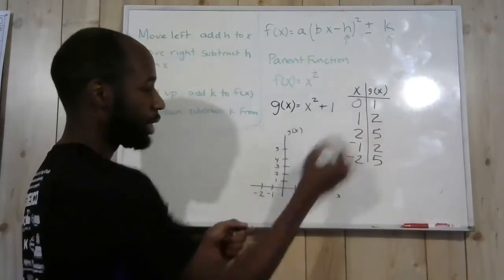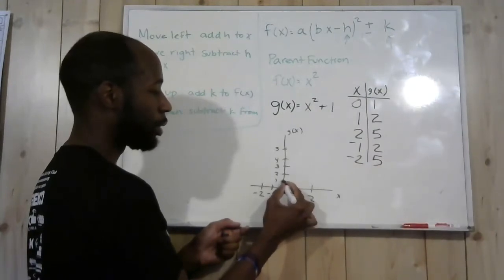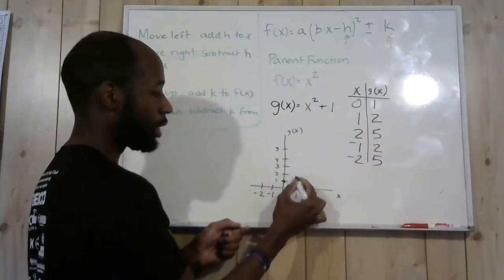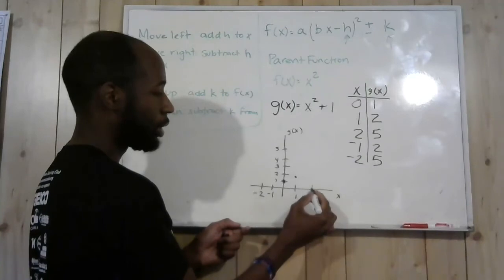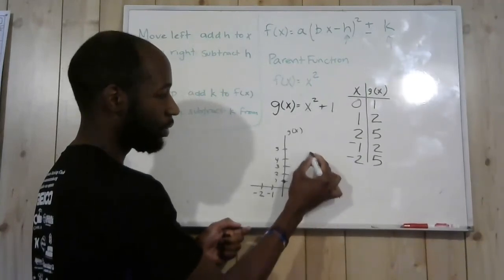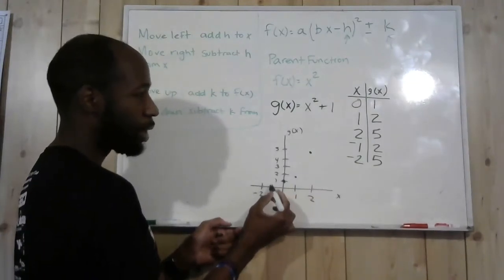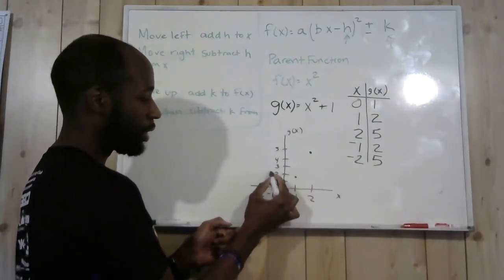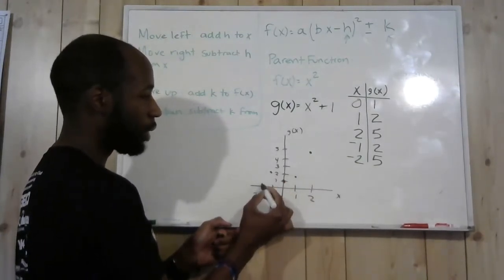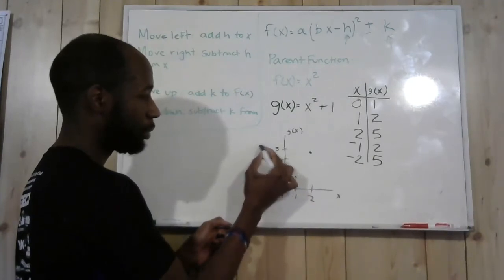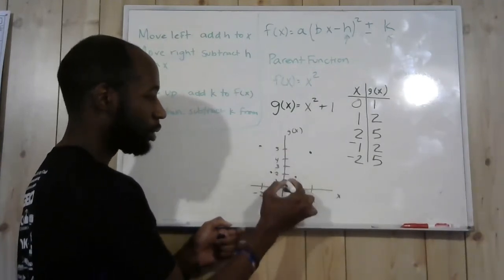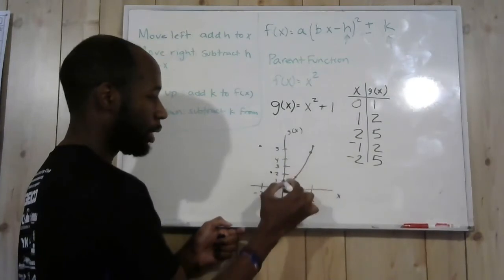All right, so when x is 0, y is equal to 1. When x is 1, y is equal to 2. When x is 2, y is equal to 5. All right, when x is negative 1, y is equal to 2. When x is negative 2, y is equal to 5. All right, so our graph goes through these points and looks something like this.